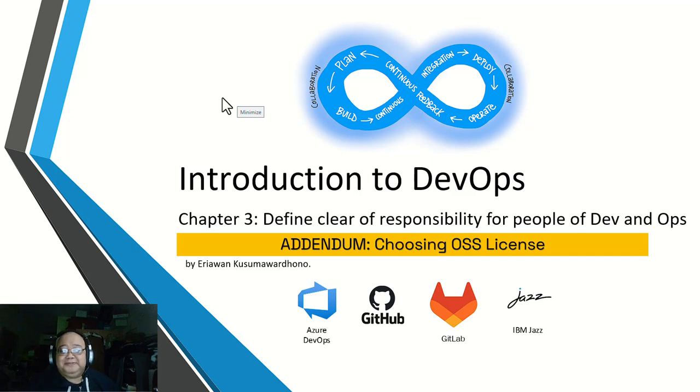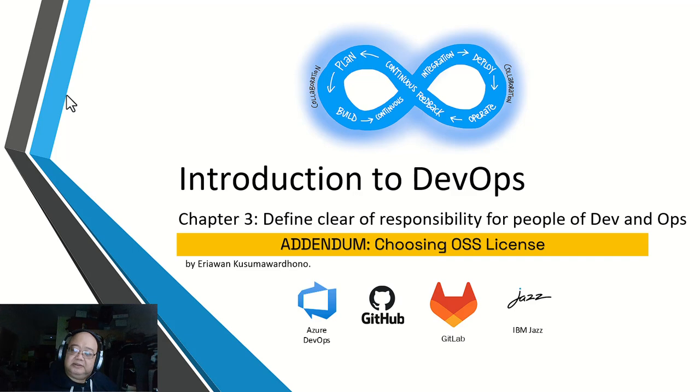I'm returning to continue the introduction to DevOps. As I have mentioned in the previous episode of chapter 3, there will be an addendum. Now I'm going to address some sections, especially concerning shared responsibilities. This addendum is now focusing on how we are going to choose an OSS license.